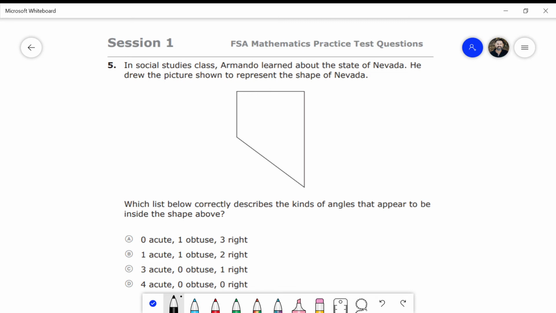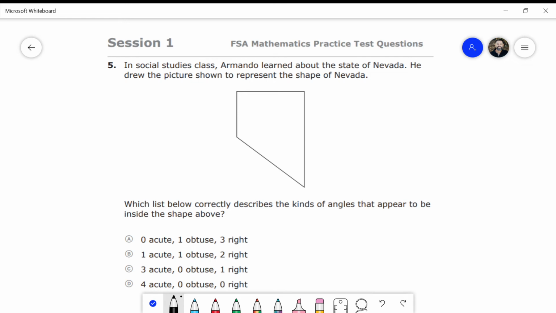So these questions can be found on the Florida Department of Education website. If you just do a little Google search and type FSA Math Practice Test for 4th grade, hopefully this should come up. But this video is just meant to help students if they get stuck on a question and they're not sure how to answer it, just walk them through the process of answering. So I'll start by reading it.